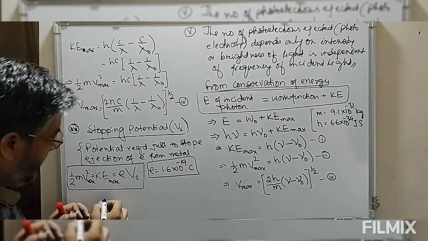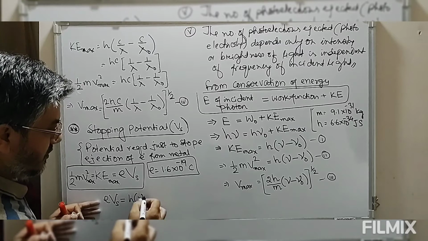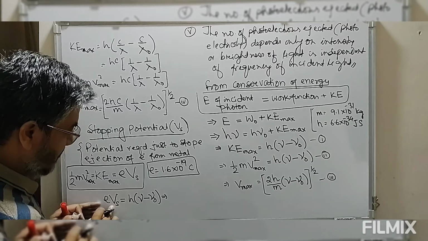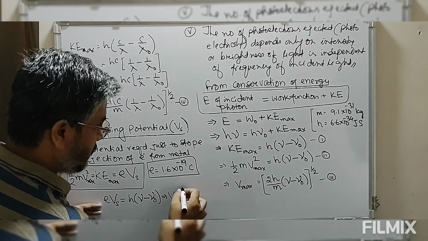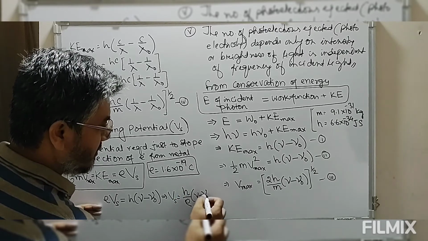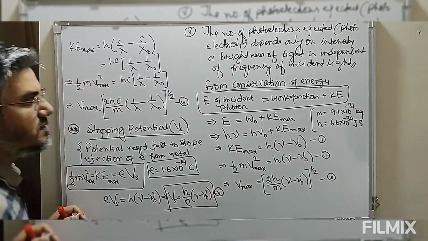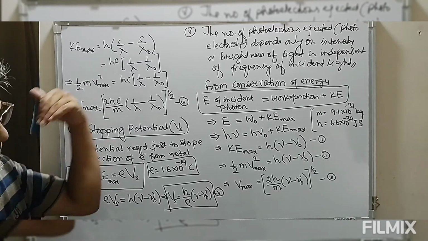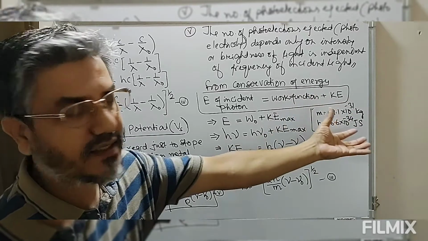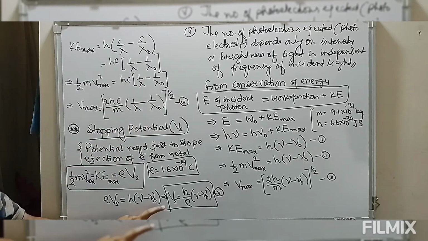So from equation 1 we can have eV_s is equal to h(nu minus nu naught), or we can say this stopping potential is equal to h by e times (nu minus nu naught). h is a constant, e is also constant. That means we can have various forms of the photoelectric equation. Different equations, but the main equation is the same: energy of incident photon is equal to work function plus kinetic energy. These are different forms of the same equation. So this is in terms of stopping potential.